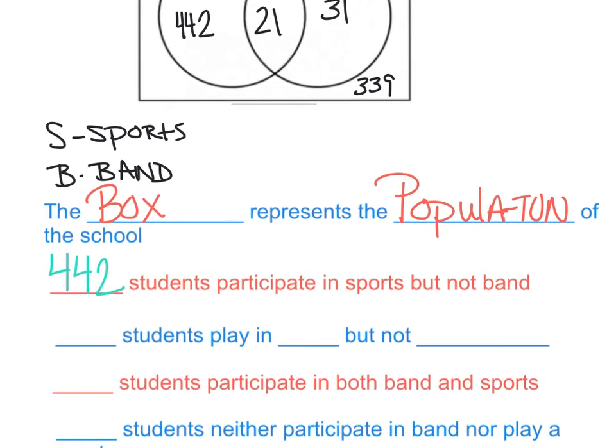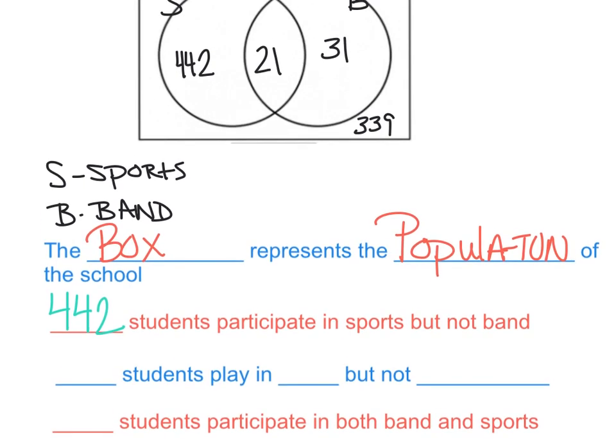The next question, blank students play in what but not what? Well, I would say 31 students play in the band but are not in sports. Does that make sense to you? So here's my band circle. This 31 represents the people that are in the band, but not in the circle with the S, the sports circle.